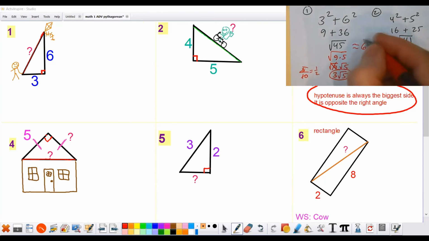So 3 root 5 or this, these are both correct, but some teachers insist on you writing the answer like that. Or it's multiple choice, and that's the answer.